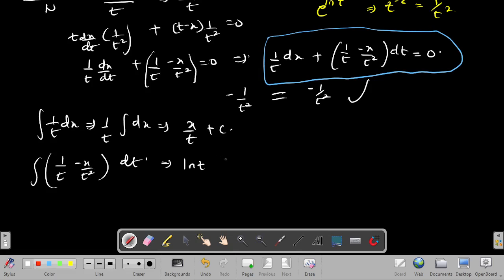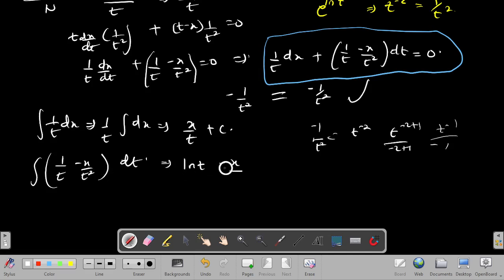Okay. We are going to get negative x outside. When I integrate negative 1 over t squared, this is the same as t to the power negative 2. So when I integrate, I'll just add 1 to it. I'll have t to the power negative 2 plus 1 over negative 2 plus 1. This is t to the power negative 1 over negative 1. So negative 1 over t, okay.